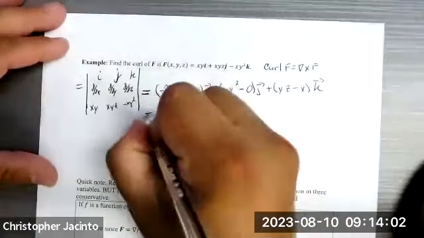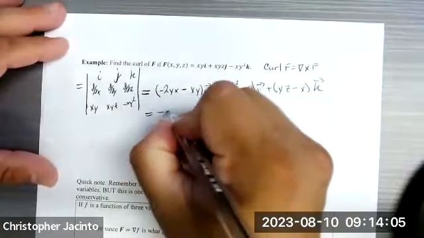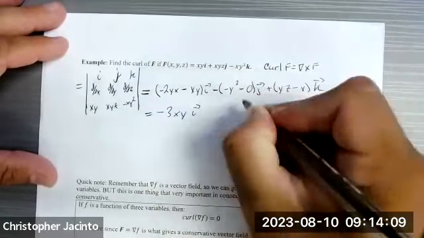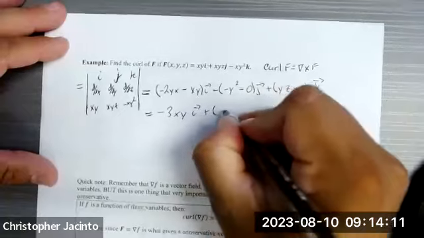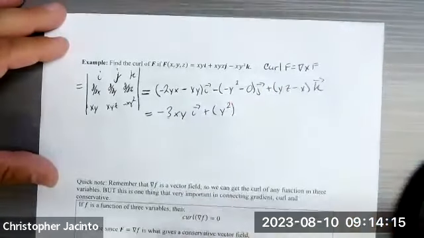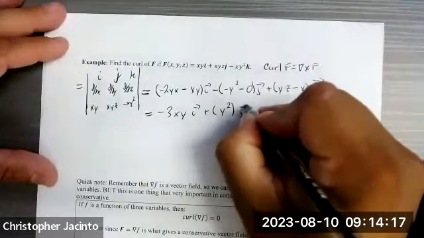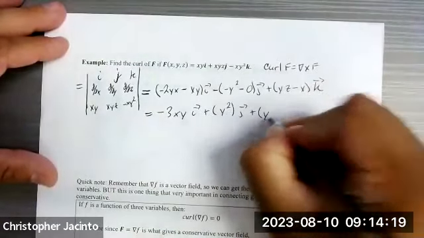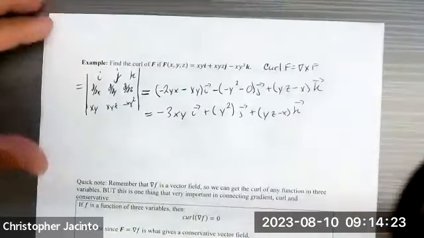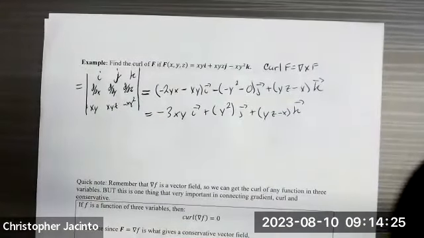So then simplifying this a little bit, we could put this together. So it gives us negative 3xy. And then I could distribute this negative on the inside, which is going to be y squared. This is 0, so that's j. And then this is going to be by itself. There we go. And that's how we find the curl of a vector.